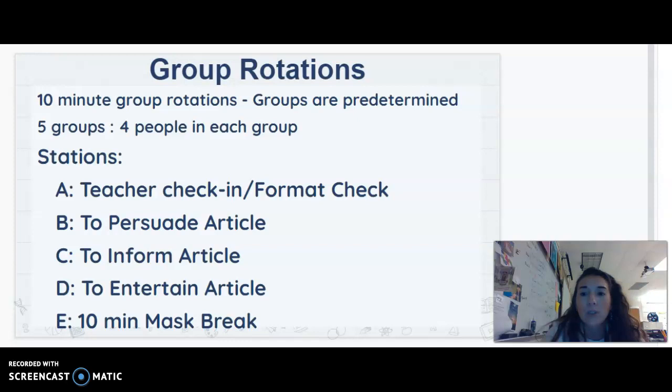So we will rotate through each of these different stations, and you will get a chance to go through each portion of this revision process. If you have any questions, please feel free to talk to me. There will be a video for each of these stations, so that way you get clear directions for each one that you go through.